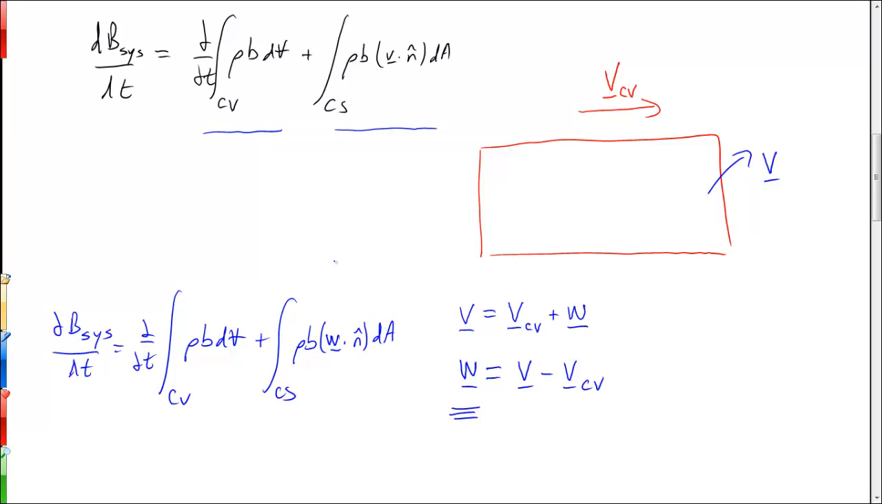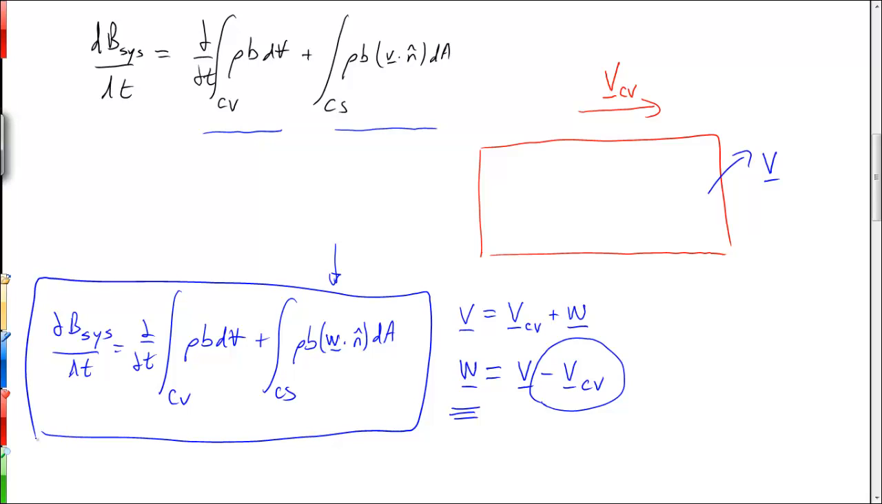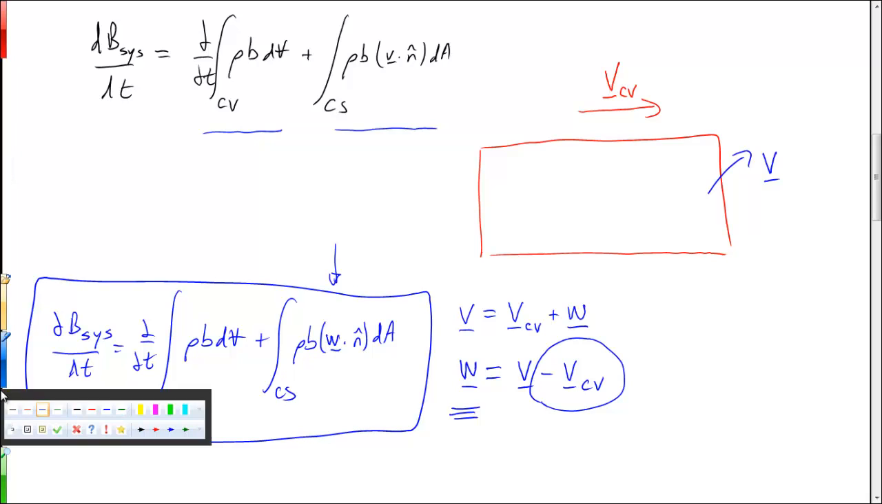So the only change I made was, instead of using absolute velocity v, I've used relative velocity w. Now for a stationary control volume, this works out just fine anyway, because the velocity of the control volume is by definition 0, and so v and w are the same quantity. So it's easy enough to remember that this equation is actually more universal than the one above, and it's not even really that much harder because it applies to both moving and non-moving control volumes just the same.